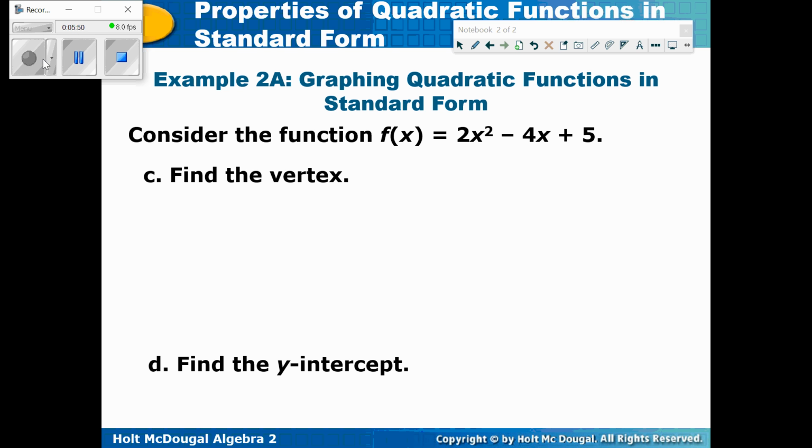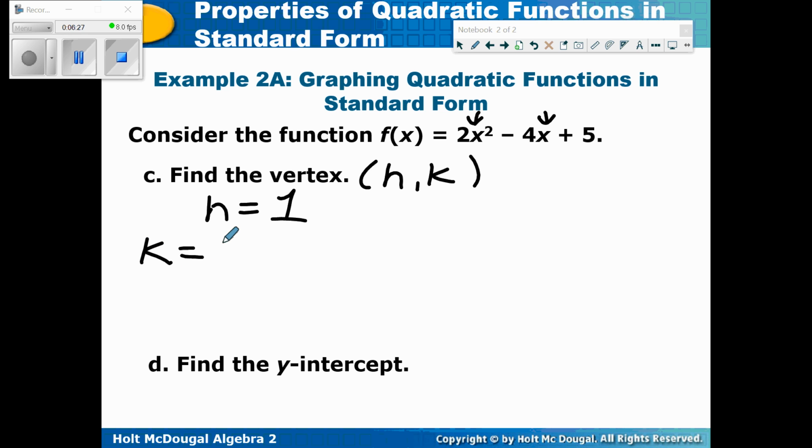All right, the next part, C, says to find the vertex. So it's the same formula. And at the last slide, we found that H was equal to 1. Well, the vertex is HK. Okay? So we have H is equal to 1. This is your X value. So since I know what the X value is, I can plug it in for X and solve for Y. So I'm going to take my H and plug it into the equation. So now I have to find K, I'm going to plug in 1.